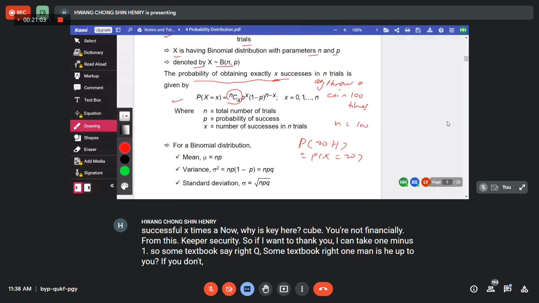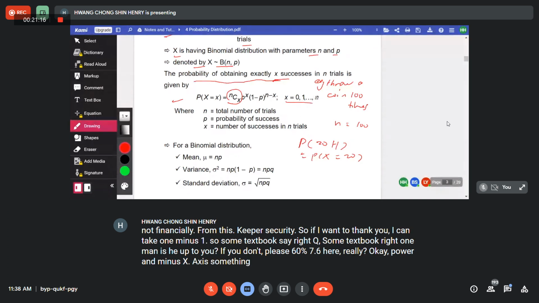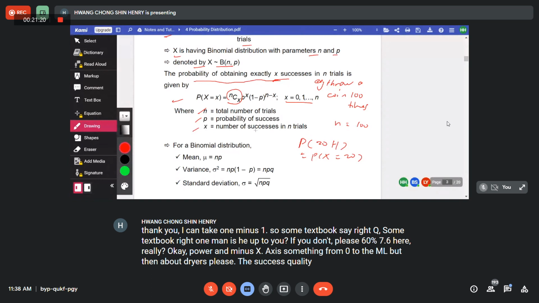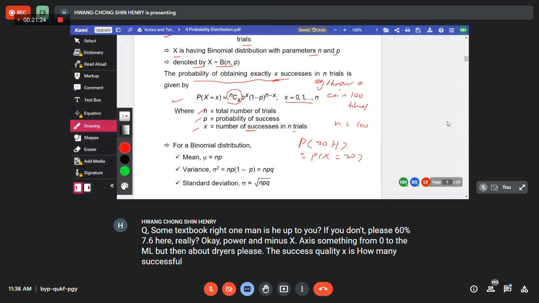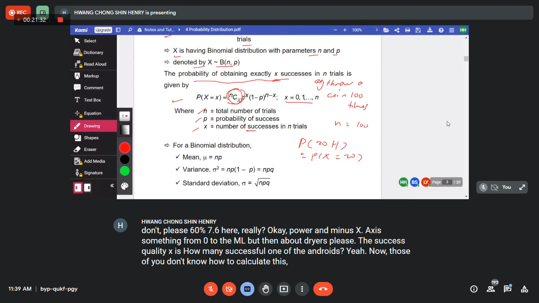If you know P is 60%, 0.6, Q here will be 0.4. If this is 0.2, P, the Q will be 0.8. Okay? Power of n minus x, where the x is starting from 0 to the n. n is the total number of trials, P is the success probability, x is how many successes you want out of the n trials. Yeah, now, those of you who don't know how to calculate this, can you take out calculator?